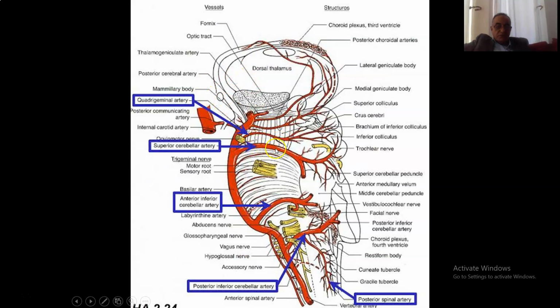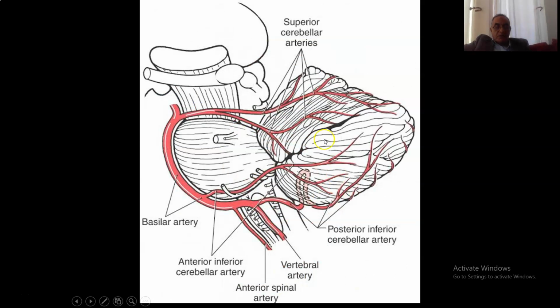And this is a lateral view to show you again that the vertebrals form the basilar, and the basilar divides into the posterior cerebral arteries. And from below upwards, we have the posterior inferior cerebellar artery, anterior inferior cerebellar artery, and the superior cerebellar artery, all form a turn around the brainstem, reaching the cerebellum. This is where they reach.